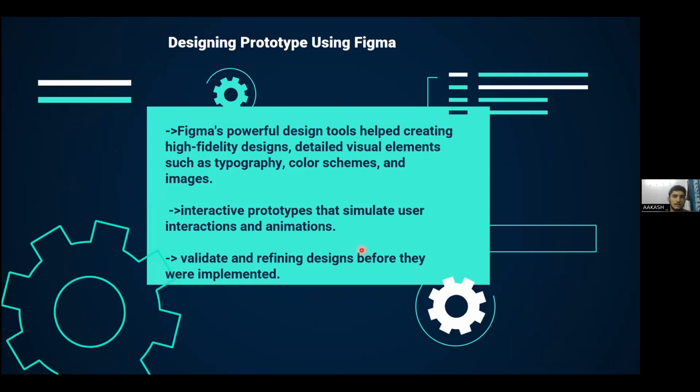Firstly, talking about designing the prototype using Figma. Figma is a very powerful design tool, and it helps in creating high fidelity designs with detailed visual elements, color schemes and images. It helps in designing an interactive prototype that can simulate user interactions and animations. It is very important to validate and refine your website design before you actually implement your website. So Figma is a very helpful tool in that case.